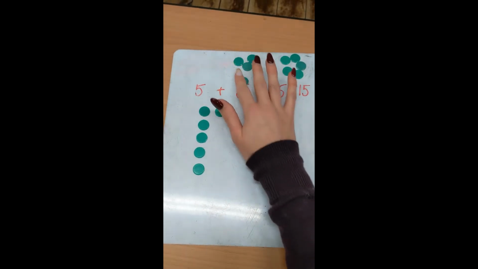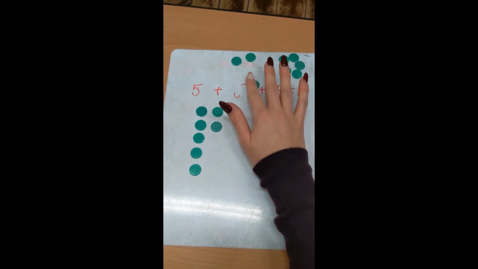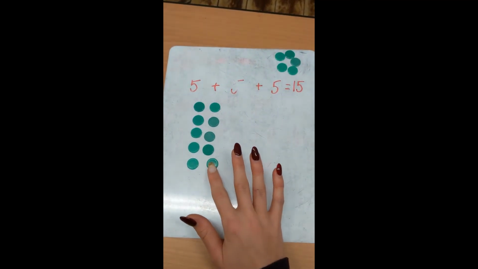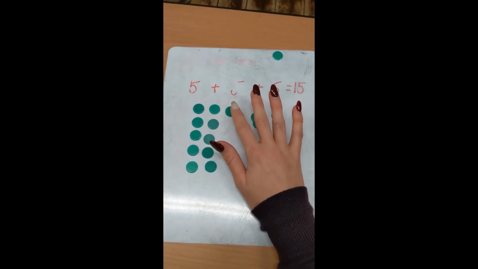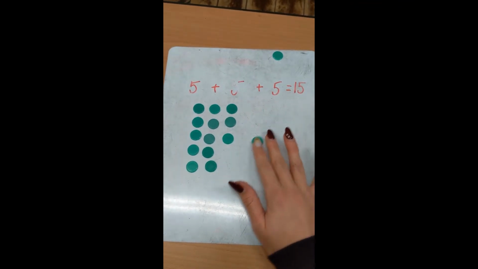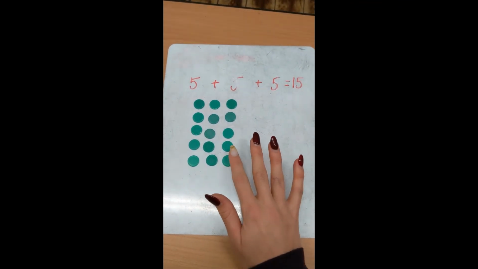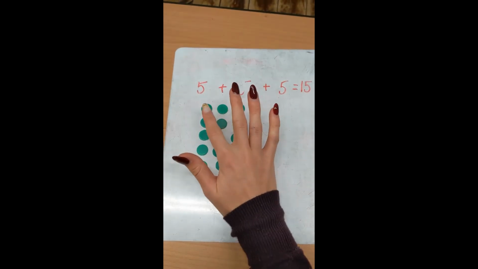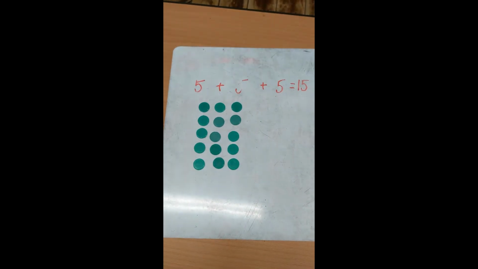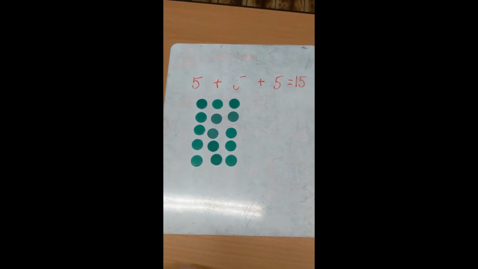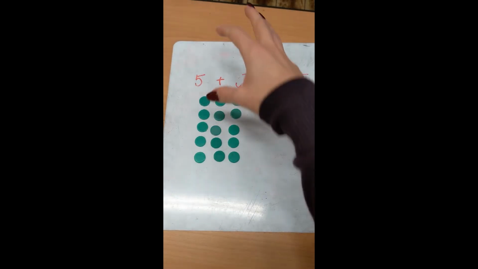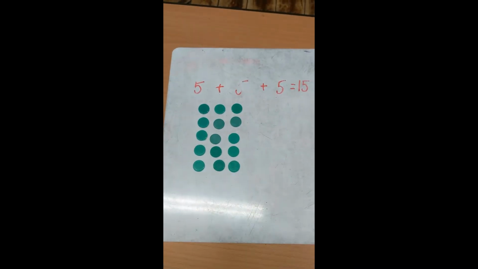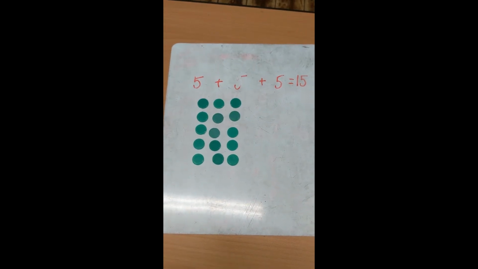And the next one, 2, 3, 4, 5. And the last column, 1, 2, 3, 4, 5. I've got 1, 2, 3 columns and 1, 2, 3, 4, 5 rows. Can you see how that makes it much easier for us to count rather than when it's in little groups? Because I can just go 5, 10, 15. Let's have a look at one more example.